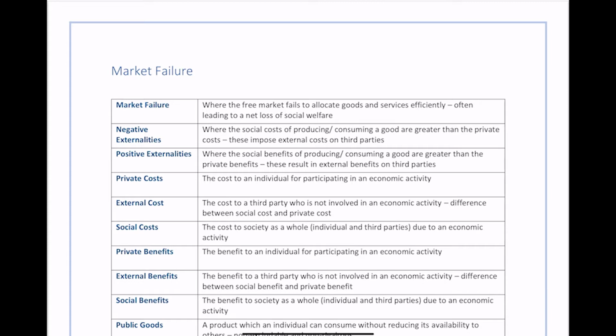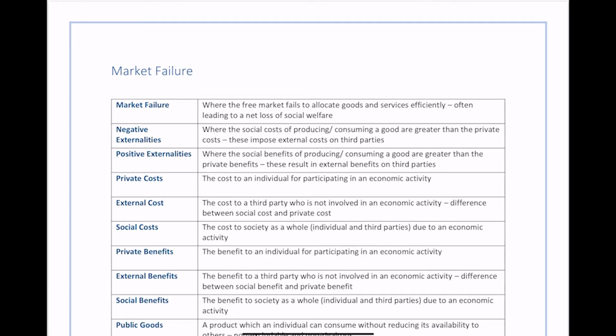So market failure is usually where the free market fails to allocate goods and services efficiently, and that usually causes a net loss of social welfare. What that means is usually the whole idea of the free market is that you let the market mechanism or the price mechanism decide how to allocate your goods and services. But sometimes it might not do that in the most efficient way. And when it doesn't do it in the most efficient way, aka it fails, that's when you have market failure. So it's basically your market mechanism, price mechanism, it's not allocating goods and resources in the best way possible. And as a result, you lose some social welfare.